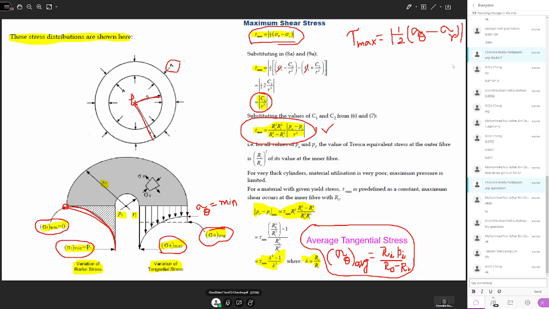So you know the formula for the radial stress, you know the formula for the tangential stress, you know the formula for the maximum shear stress, and you know the formula for the average tangential stress, sigma theta average, for thick wall cylinders.